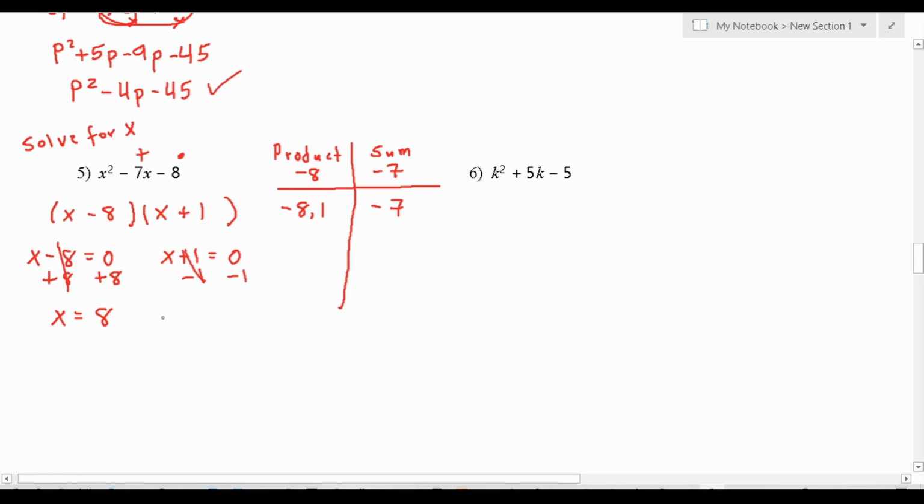We're going to subtract 1 from both sides to get x by itself. 1 minus 1 is nothing. This leaves us with x equals negative 1. And just like that, we solve this one. So let's go ahead and move on to number 6.